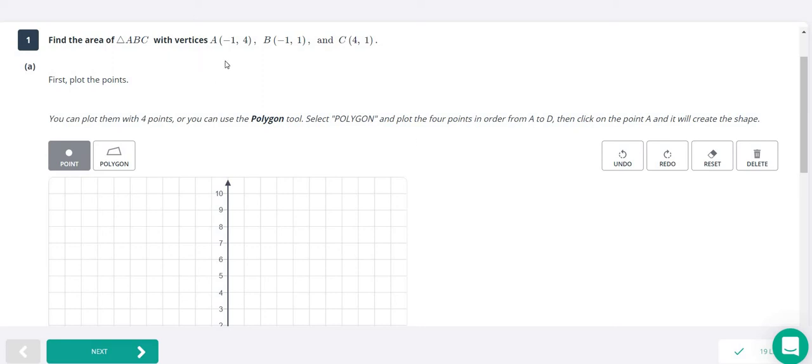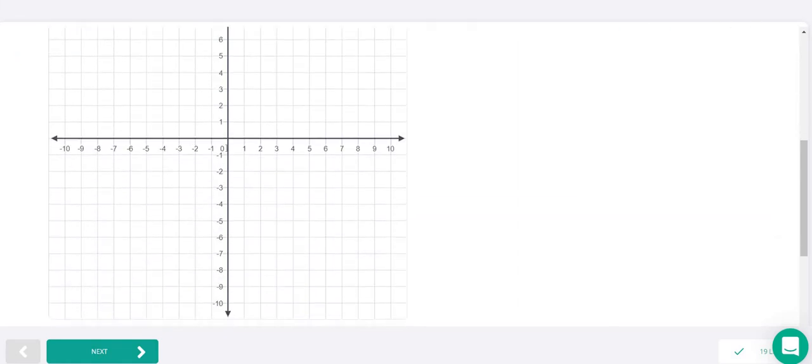So this is our Unit 8 review. For number 1, first it says right here, plot the points. So I'm going to plot negative 1, 4, negative 1, 1, and 4 and 1. So negative 1, 4, always start in the middle, left 1, up 4.